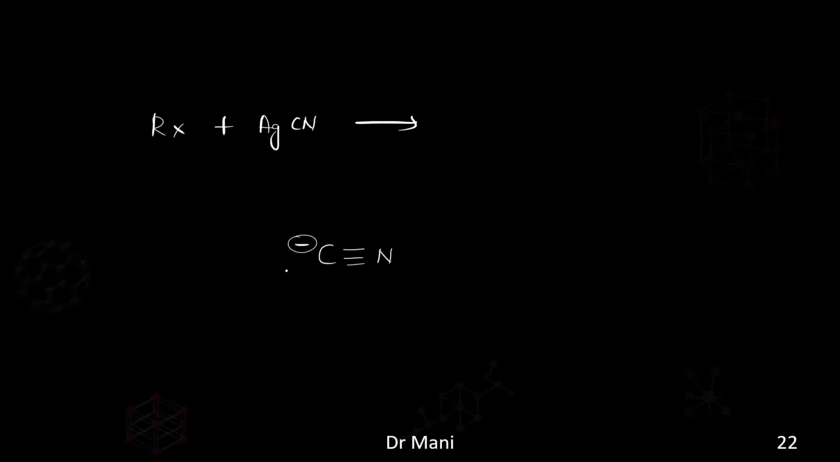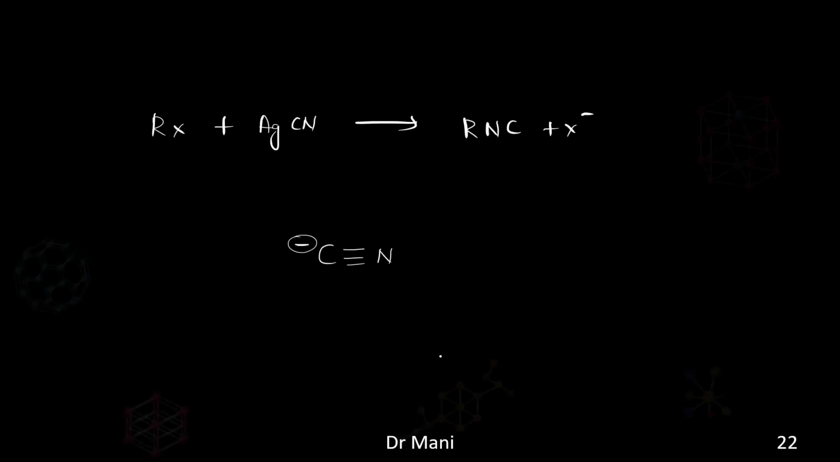It can attach from both the sides. Both the sides. Okay. So C minus and N. But actually, what's happening here? The nitrogen will go and attach. So remember this. For RX and AgCN, here N will go and directly attach to the R plus, X minus.